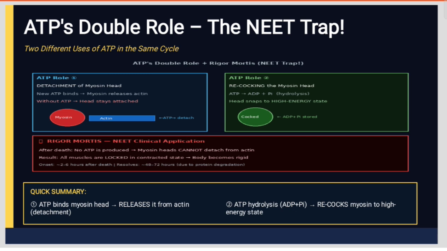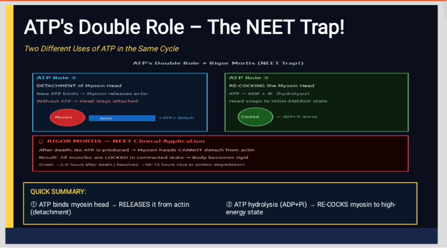The ADP and the Pi remain bound to the head like a compressed spring until the next power stroke comes. Rigor mortis, the clinical consequence of no ATP. After death, cellular respiration stops. No more ATP is produced. The calcium in the sarcoplasm is never pumped back. So the cross bridges form throughout the body.